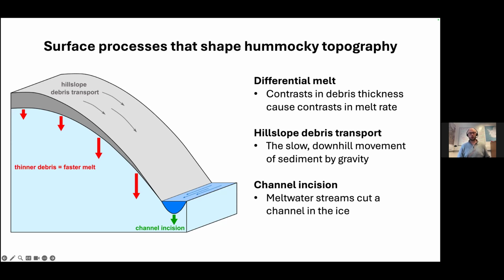So as meltwater is generated on the surface, you can create rivers and streams on the glacier surface, and these incise the glacier ice and also create relief.